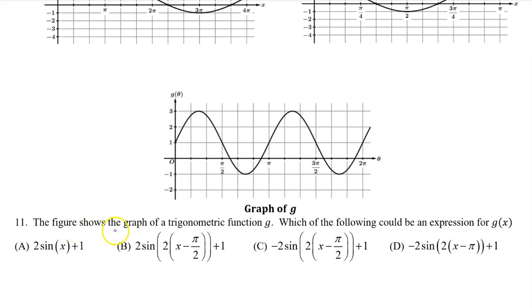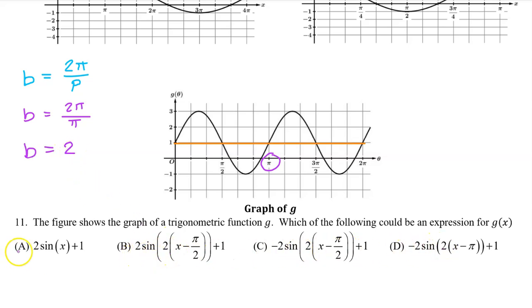Number 11. The figure shows the graph of a trigonometric function g. Which of the following could be an expression for g of x? The b value is 2 pi divided by the period. We can tell that one period of this function is pi. So the b value is going to be 2 pi divided by pi. So the b value is 2. All of these functions have a b value of 2 except option A. So the answer is not A. Option A was the only one with no phase shift.